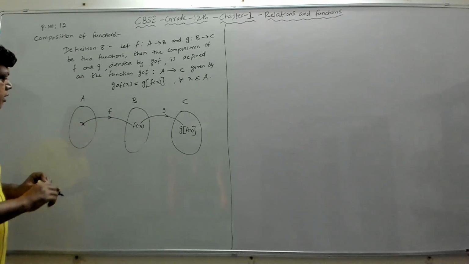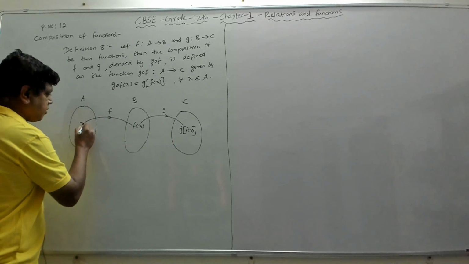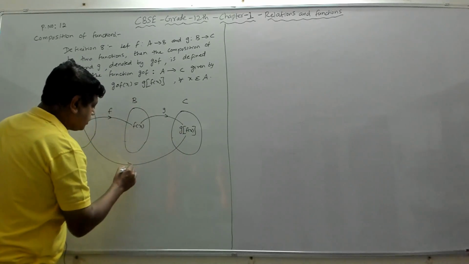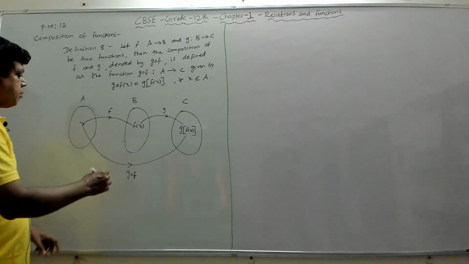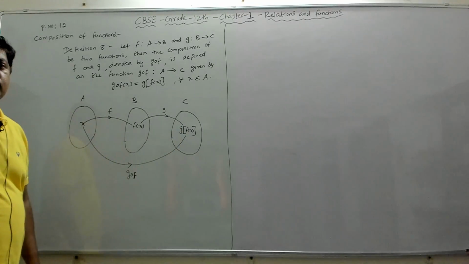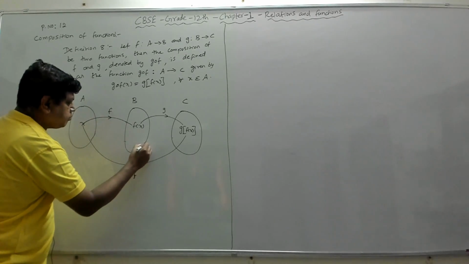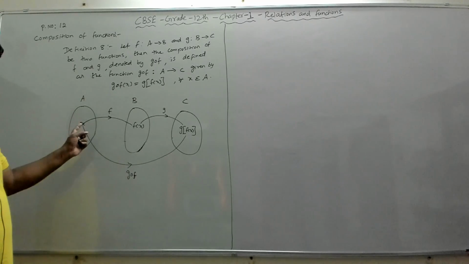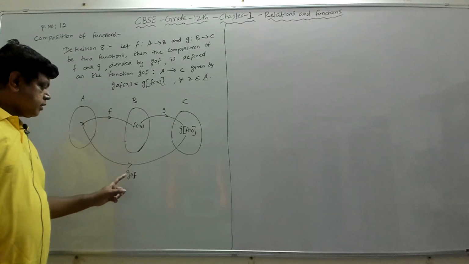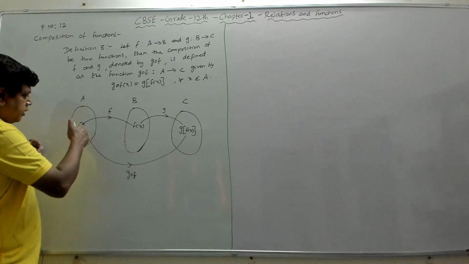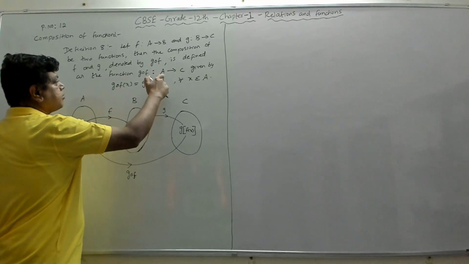Fine, so I'll say this is set A, set B, set C, then this goes to this. This is your g of f function, which maps your x to g of f of x. So this is the pictorial or arrow diagram representation. x is mapped to f of x, and again f of x is mapped to g of f of x, and that is defined as the function g of f, which is nothing but mapping x to this element. So g of f is a function from set A to set C.